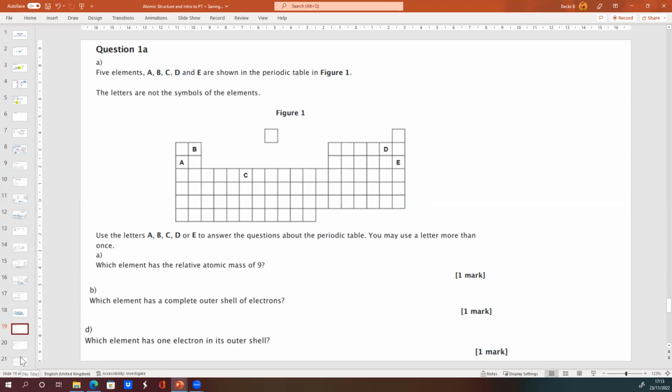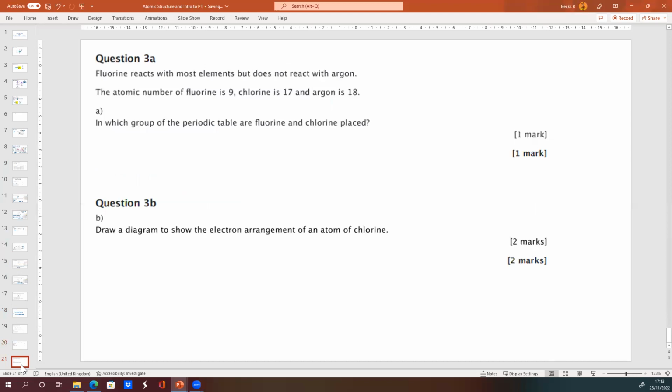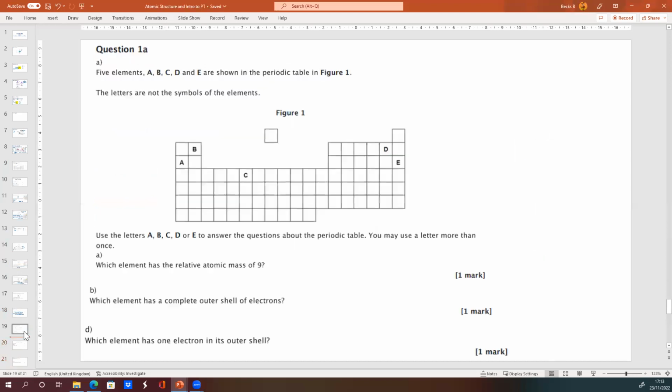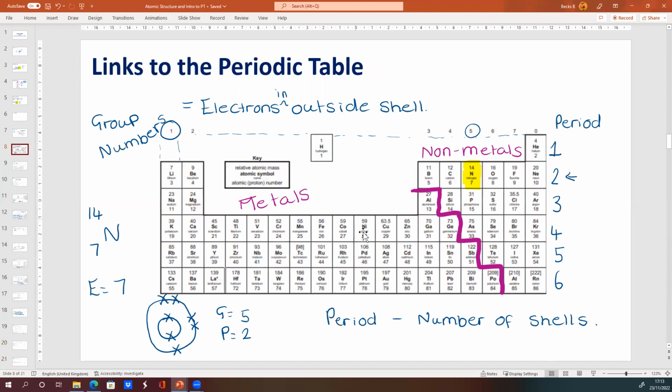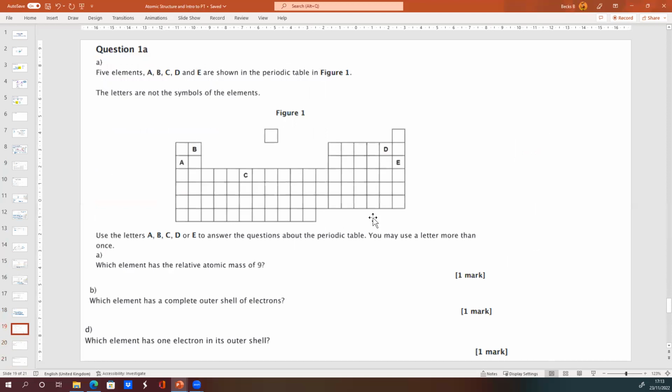Let me just check what this last question is. I might just swap this round while I grab you. Are we going to need a periodic table? Right, let me copy it across. I'm just worried it might be a little bit small.